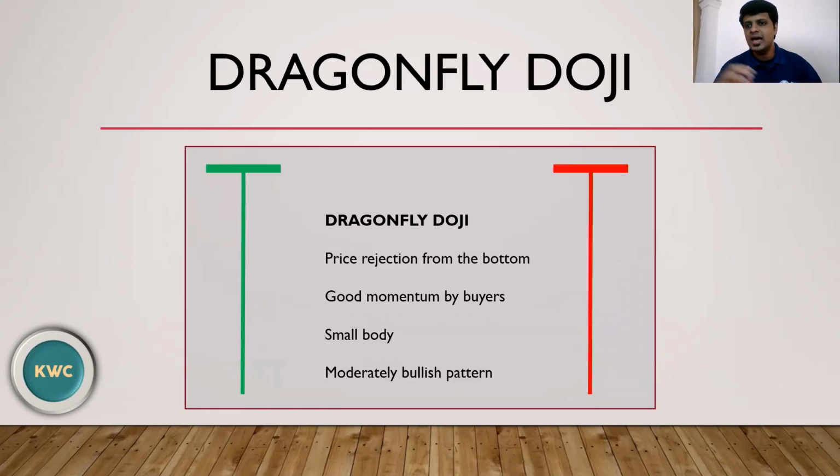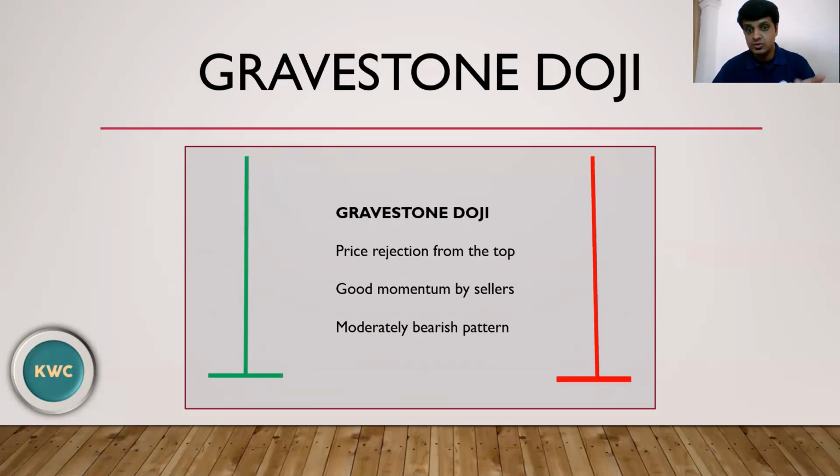All right. Then we have the dragonfly doji, similar to the hammer. Again, it's just that there's a smaller body, but there is good momentum by the buyers. Price rejection from the bottom probably indicates buying momentum. All right. And there is the gravestone doji, which is price rejection from the top, and a lot of sellers pushing the price down. That means that despite the color of the candle, it is probably going to be bearish momentum.